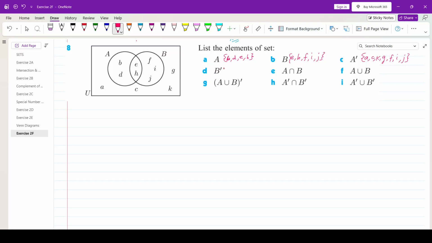B prime or B complement will be everything apart from B. So that will be A, C, K, G, B and D. A intersection B is going to be E and H. A union B is going to be B, D, E, H, F, I and J.